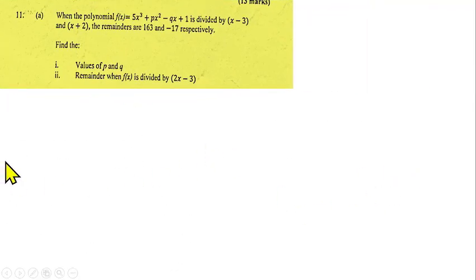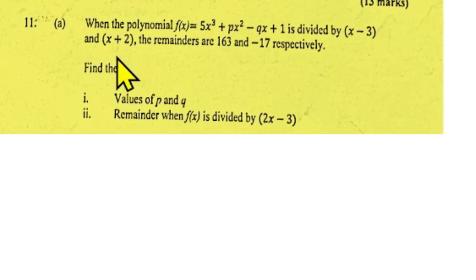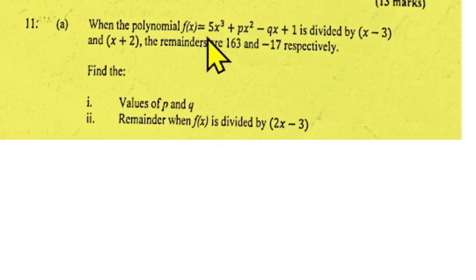Question number 11 is from polynomial. In this case, remainder theorem in polynomial. So we are told that the polynomial f of x is equal to 5x cubed plus px squared minus 9x plus q is divided by x minus 3 and x plus 2. The remainders are 163 and minus 17 respectively. We have to find the value of p and q, and we have to find the remainder when f of x is divided by 2x minus 3.